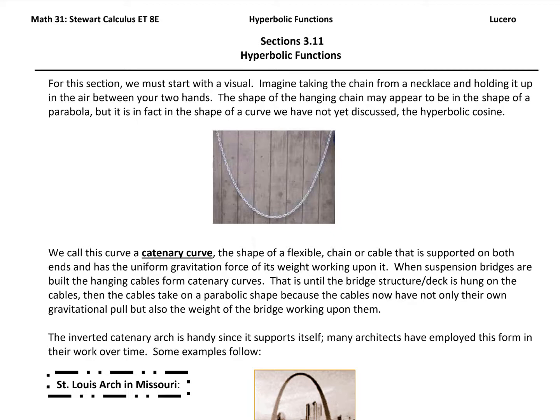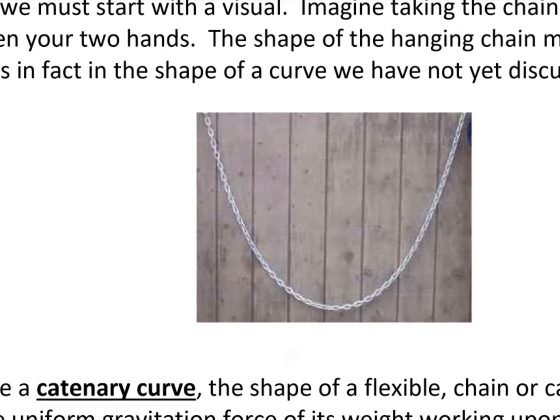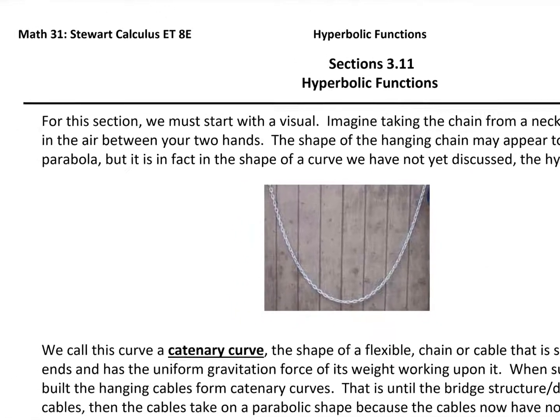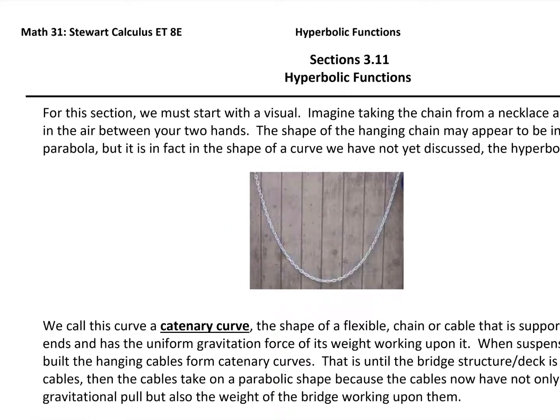Like I have this image right here. This is just like a little necklace. If you were hanging this, you would think at first glance that that shape might be a parabola. That might be your first guess. And it turns out that that is actually not correct. This is actually the shape of a hyperbolic cosine.